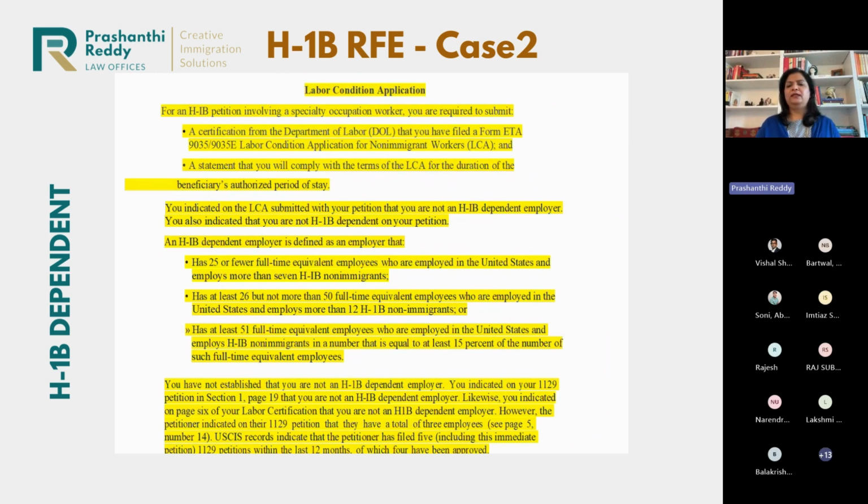So in order to avoid these kinds of RFEs, you should preempt it by maybe submitting your payroll record to show how many employees you have as supplementary evidence in a petition. Next slide.